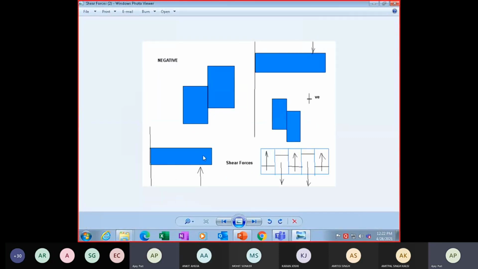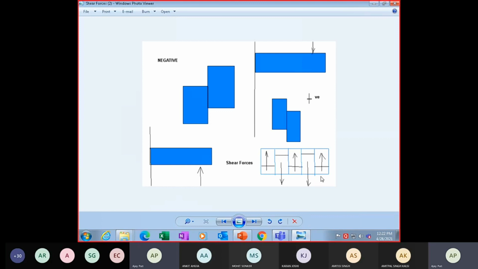Now suppose there's a nail on the wall and you're hitting it with a hammer from below. This section tries to move up and this section stays here, so this is your negative shear. If you hit the same nail from the top, the right hand goes down and the left hand is still at the wall, so this is positive shear.